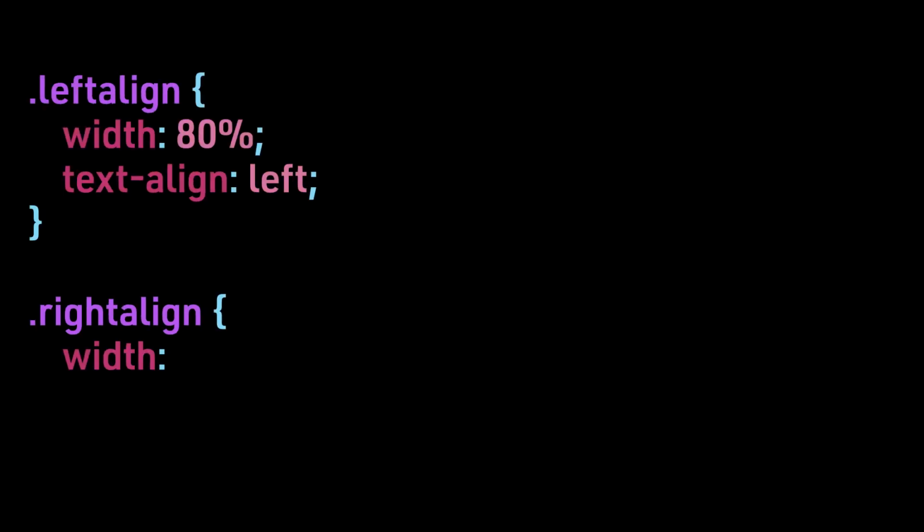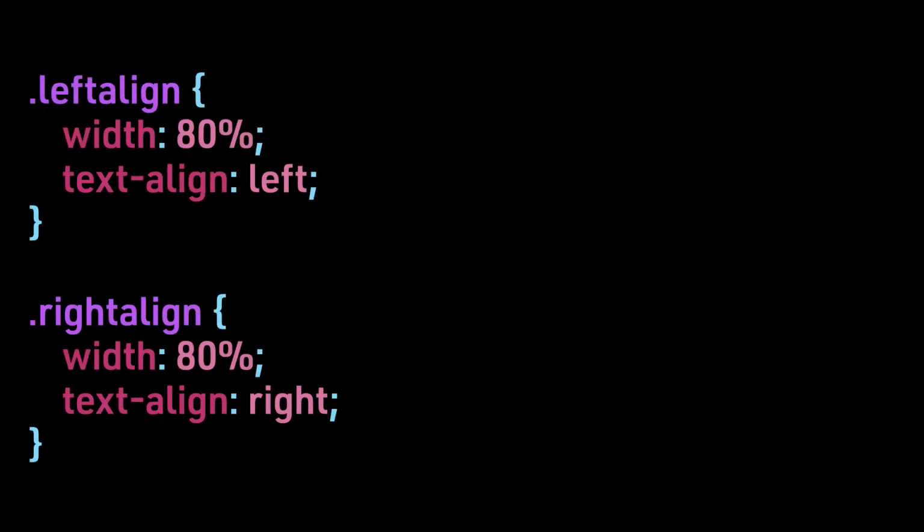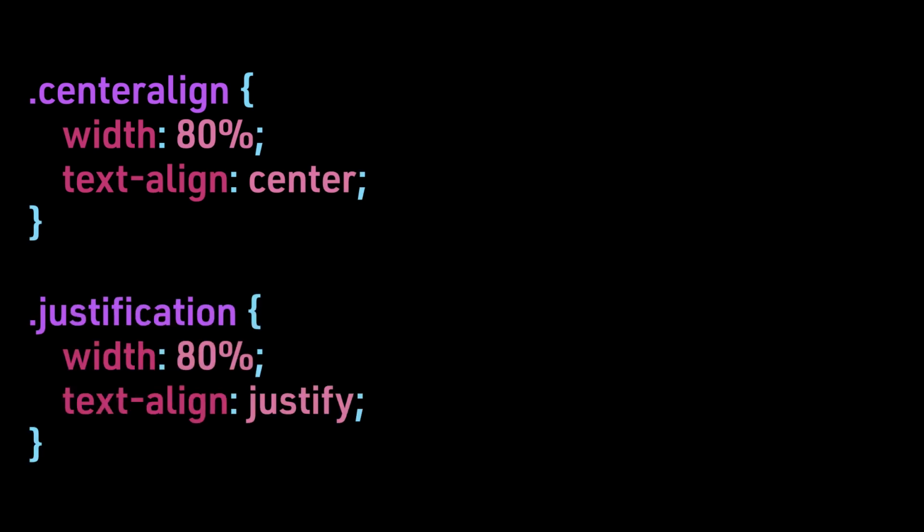Here is the CSS. In our first 2 examples, we will left align the text, text align left, and right align text, text align right. We have made the width a little bit shorter so that we can see these changes a little bit better. In the second set of examples, we will center align the text with width 80% text align center, and class justification, we will justify the text. Text align justify.